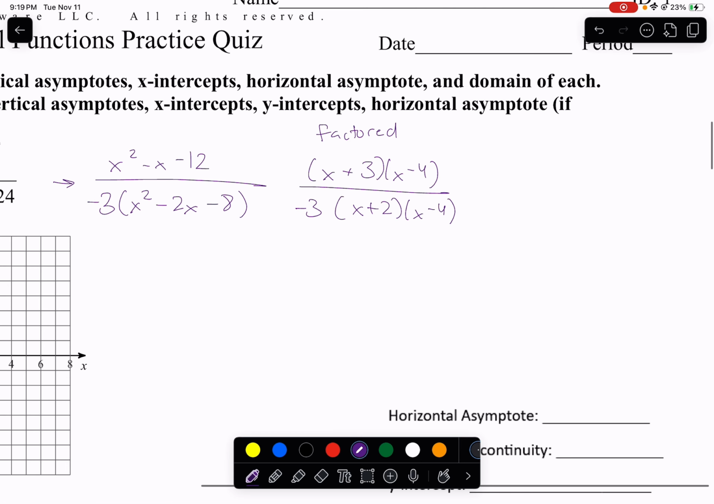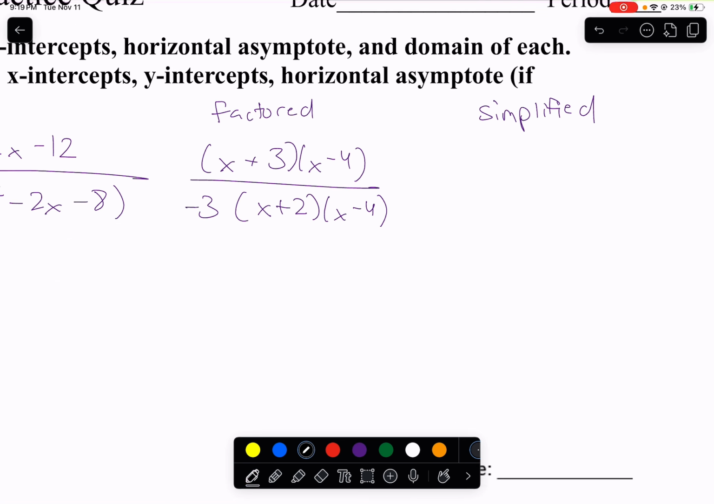And then we have our simplified form. In this case, for our simplified form, we have to cancel out those x minus 4s. So on top, we end up with x plus 3, and a negative 3, x plus 2 in the denominator.